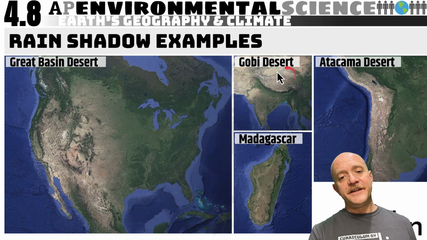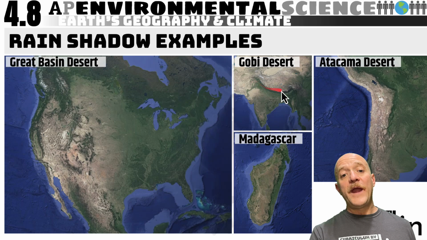We have the Gobi Desert in China. It is blocked from water from the Indian Ocean. This is India right here. These are the Himalayas. That rain is blocked by the Himalayas. The Gobi Desert is very dry. The Atacama Desert is the driest desert on the planet.